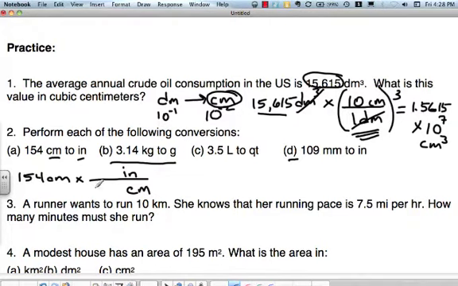So 2.54, 1 inch, so 154 divided by 2.54. And I will have my answer in the correct unit. 60.6 inches. Significant figures, I had 3. That's 3 significant figures. All right.